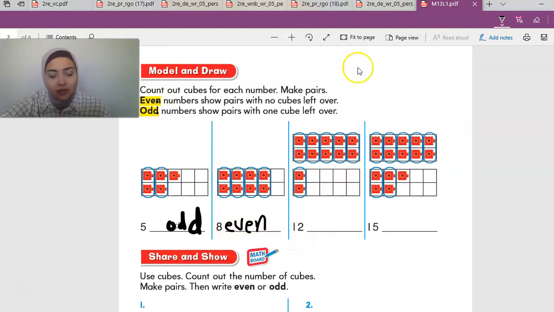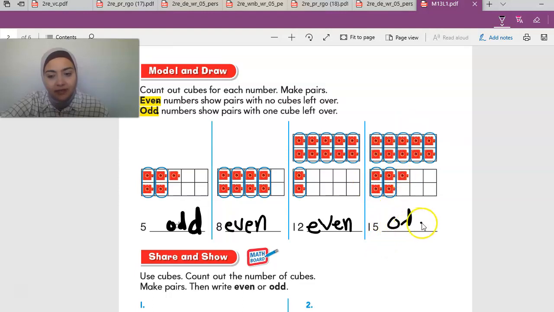Let's see here. 12. This is 2. These two have a buddy, buddy, buddy, buddy, buddy, buddy. Is there any left over? No, there is not. So this number is even. Very good. Even. Let's look here. This is 2, 4, 6, 8, 10, 12, 14. And then this one is 15. They all have a buddy except this one. So this number is odd.